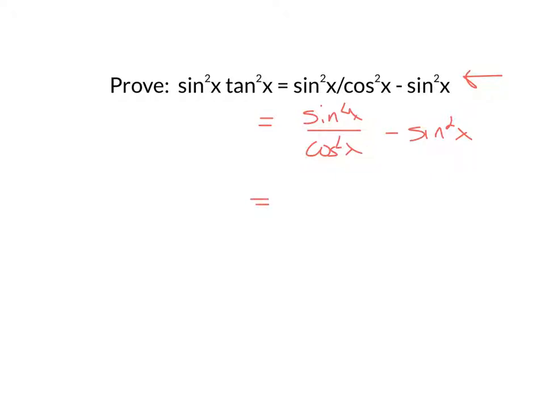And anytime I have subtraction, I'm going to go ahead and do the subtraction. My denominator with fractions, you've got to have an LCD. My common denominator is going to be cosine squared because that's my only denominator.